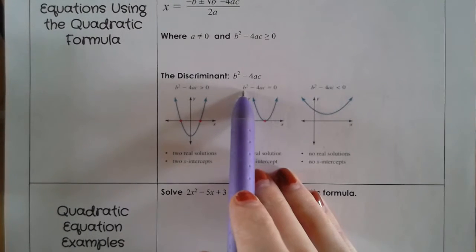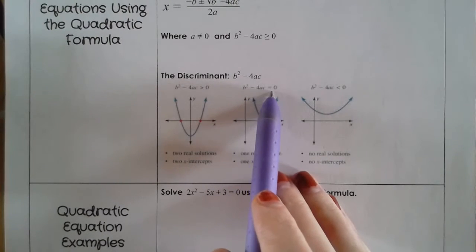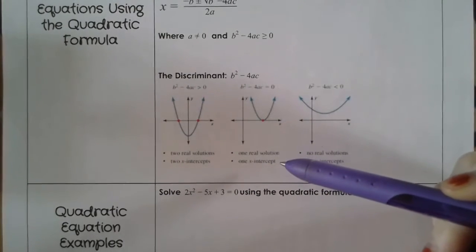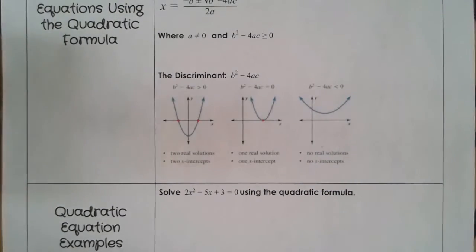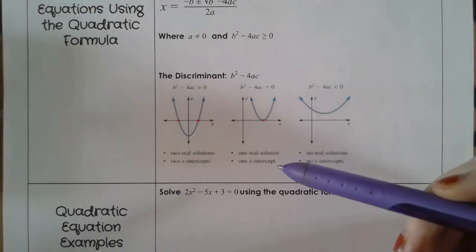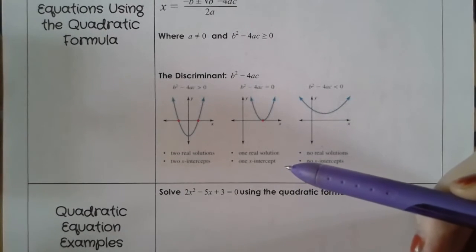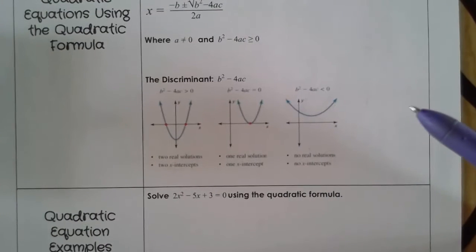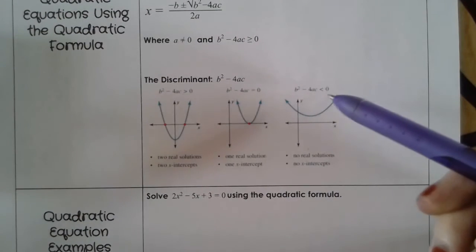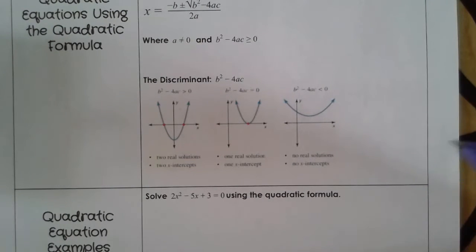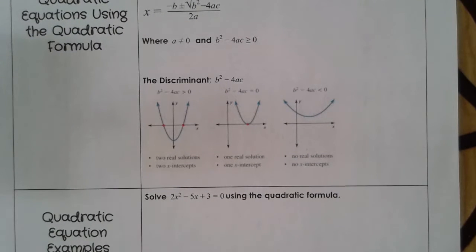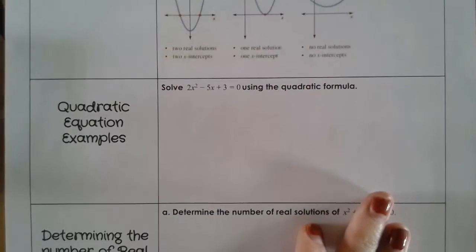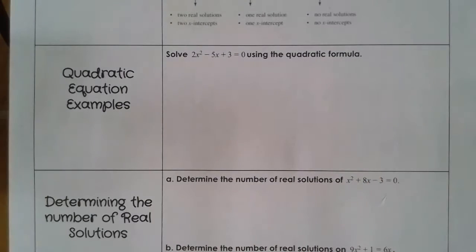Okay, when b squared minus 4ac is equal to 0, we're only going to get one real solution. So we're still going to get a real solution, but it's just going to be 1. And that means that we're only going to have one x-intercept. So now if our discriminant is negative or less than 0, we're not going to get a real solution. So that means that we won't have any x-intercepts. So no real solution, no x-intercepts. So the discriminant can tell us things about the quadratic kind of before we even really start.